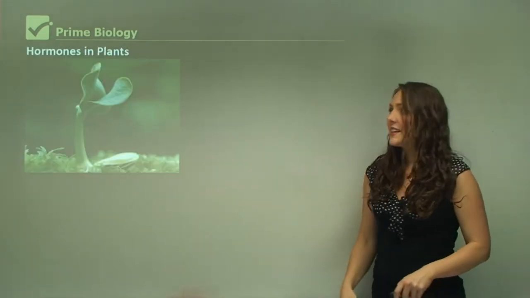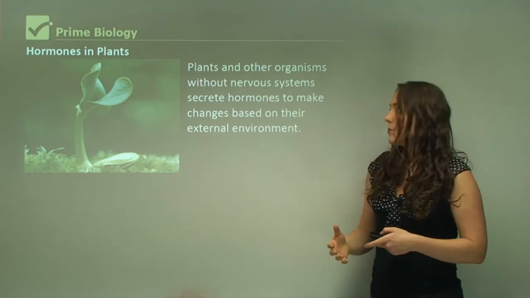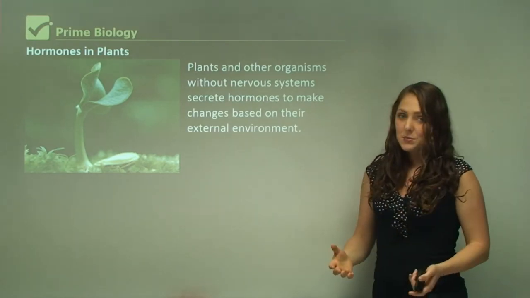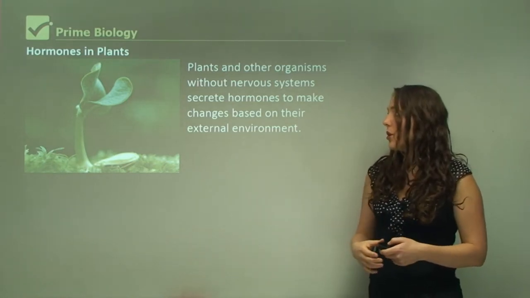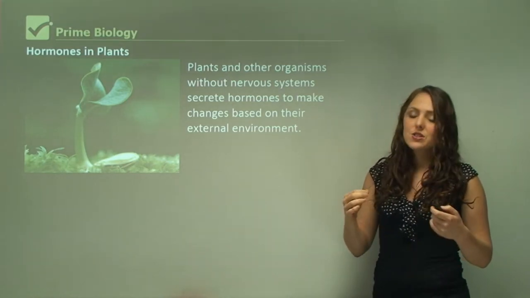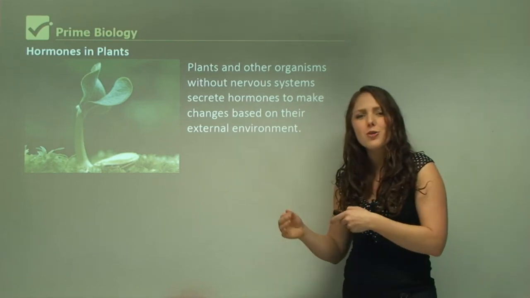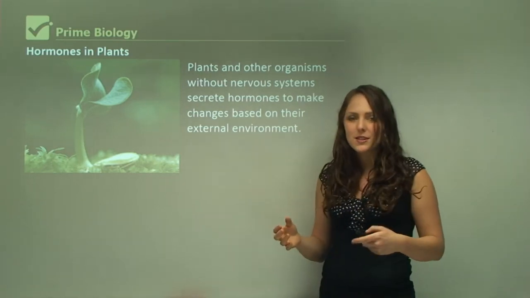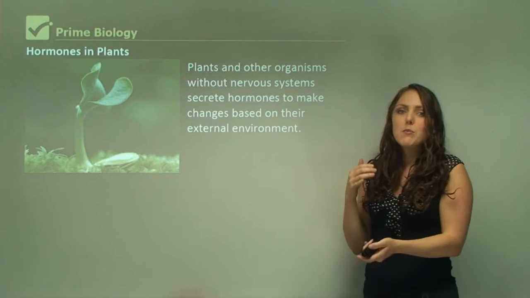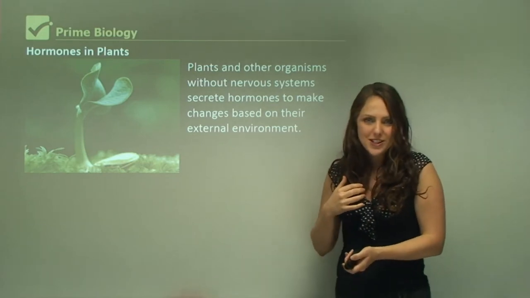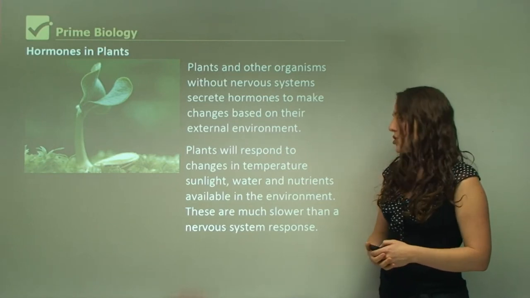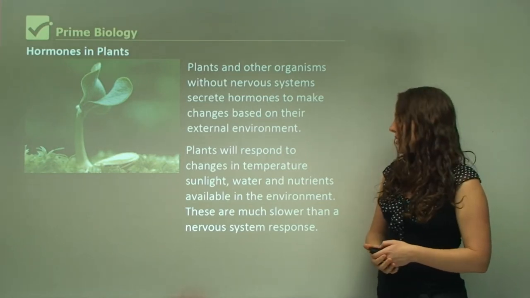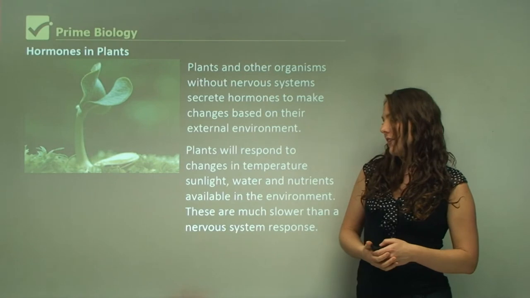Hormones in plants. Plants and other organisms without nervous systems, so they don't have nerves running through their body, secrete hormones to make changes based on their external environment. So they actually rely on their hormones, and they don't have that nervous system to maybe move away from the sun because it's too hot, for example. So plants will respond to changes in temperature, sunlight, water and nutrients available in the environment.